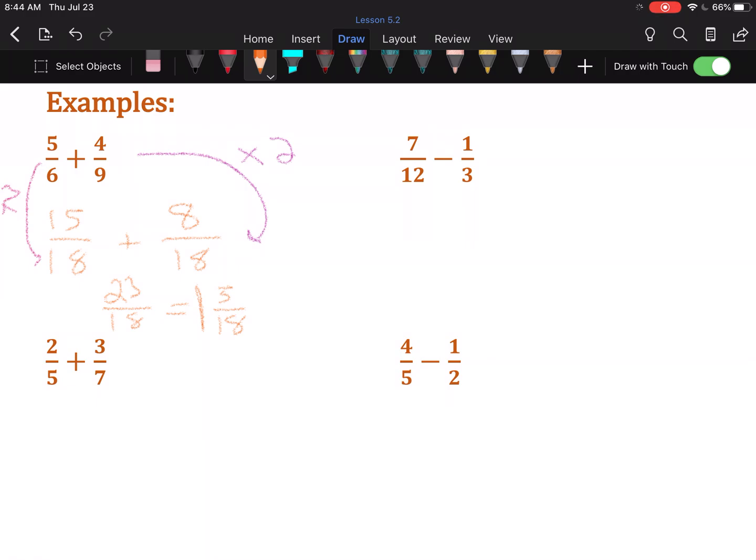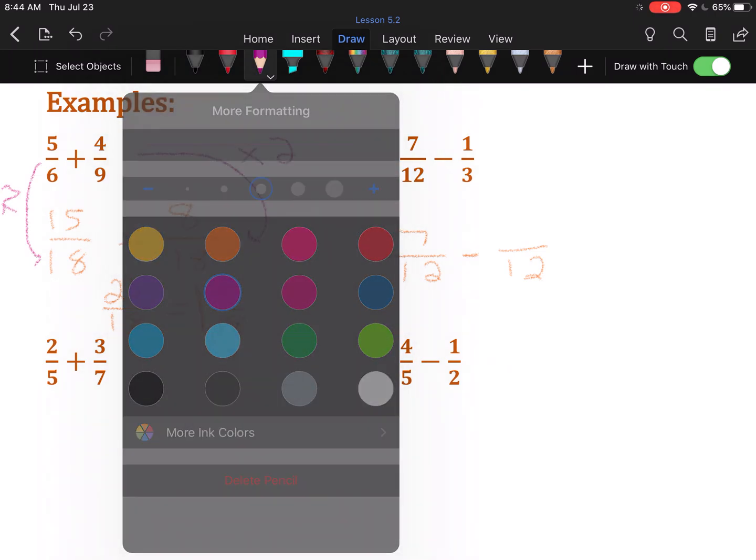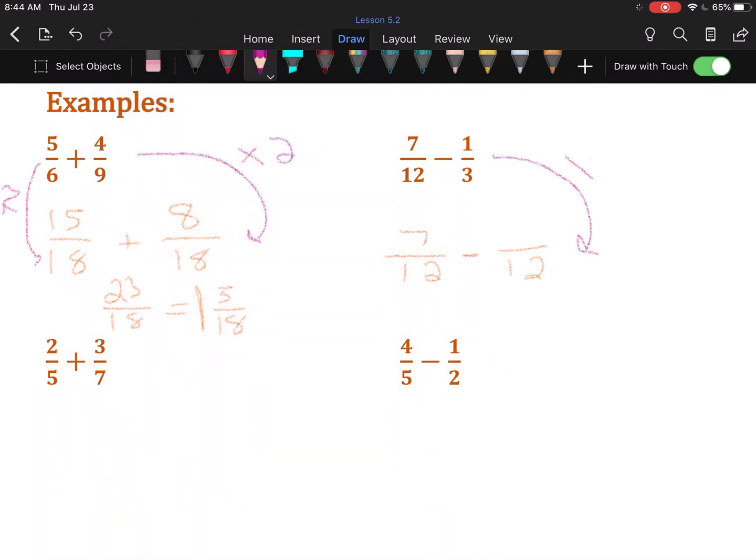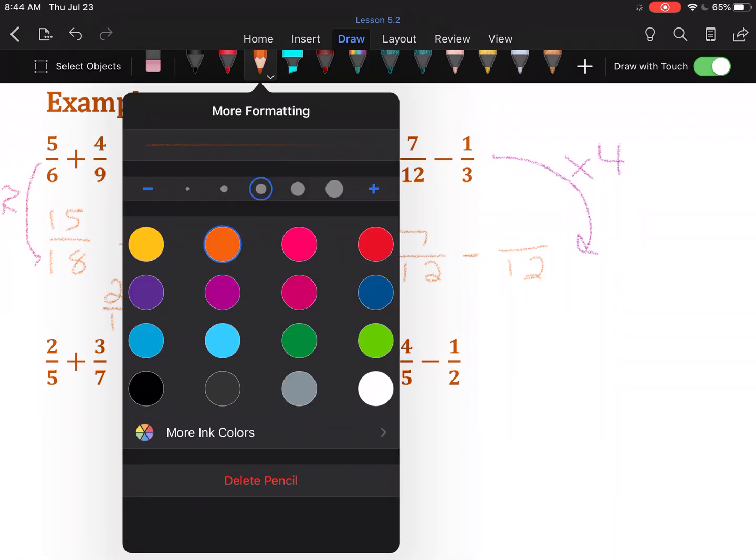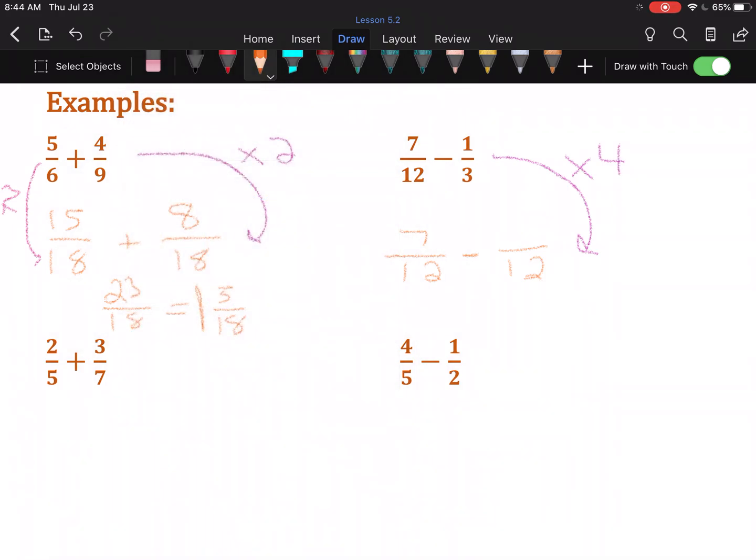Let's look at our next example, 7/12 minus 1/3. The bigger denominator is 12. Does 3 divide into 12? Yes, 3 times 4 is 12. That means 7/12 gets to stay part of the problem. However, our second fraction does need to change. So how does 3 become 12? Well, I just said we multiply by 4. So we do that to the numerator as well. 1 times 4 is 4. Now I can subtract. 7 minus 4 is 3.